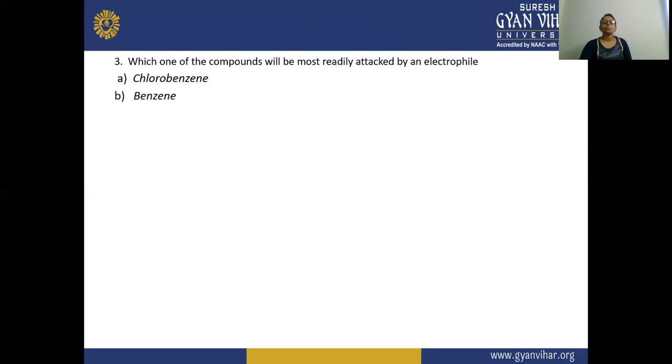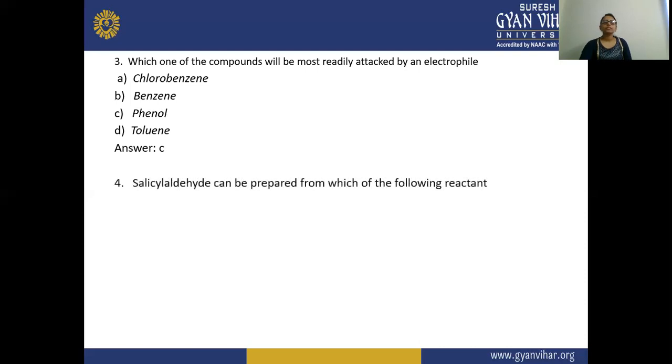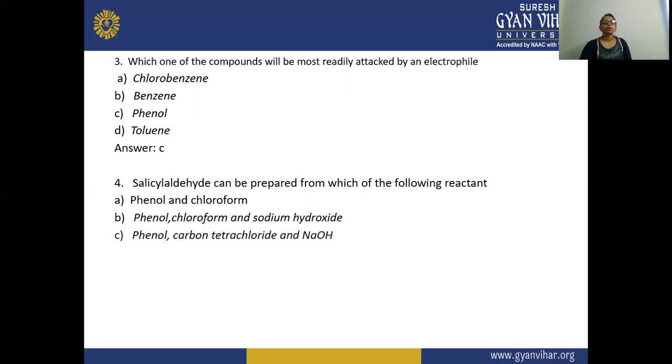The next question is: which one of the compounds will be most readily attacked by an electrophile? First is chlorobenzene, second is benzene, third is phenol, D is toluene. So the answer is C, phenol. Next: salicylic acid can be prepared from which of the following reactants? The options are phenol, chloroform, sodium hydroxide; phenol, carbon tetrachloride, NaOH; or phenol and carbon tetrachloride. So salicylic acid can be prepared from phenol, chloroform, and sodium hydroxide.